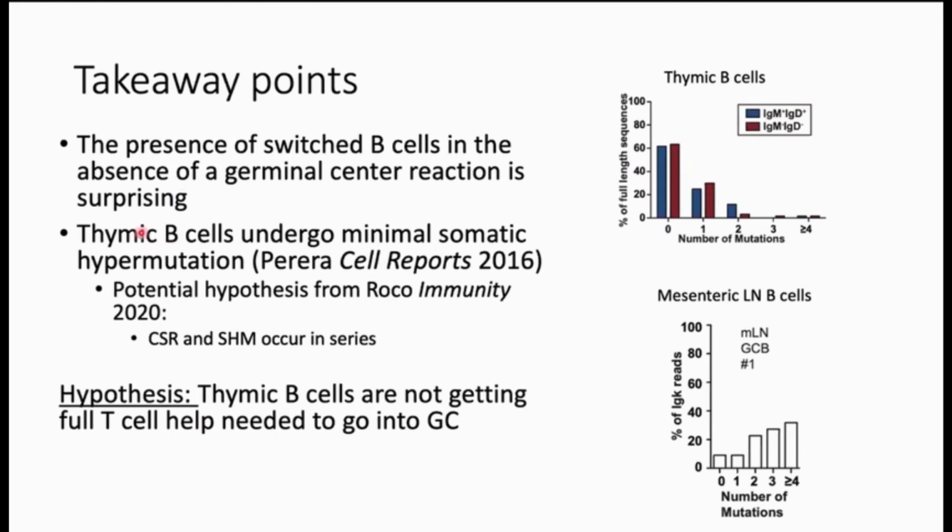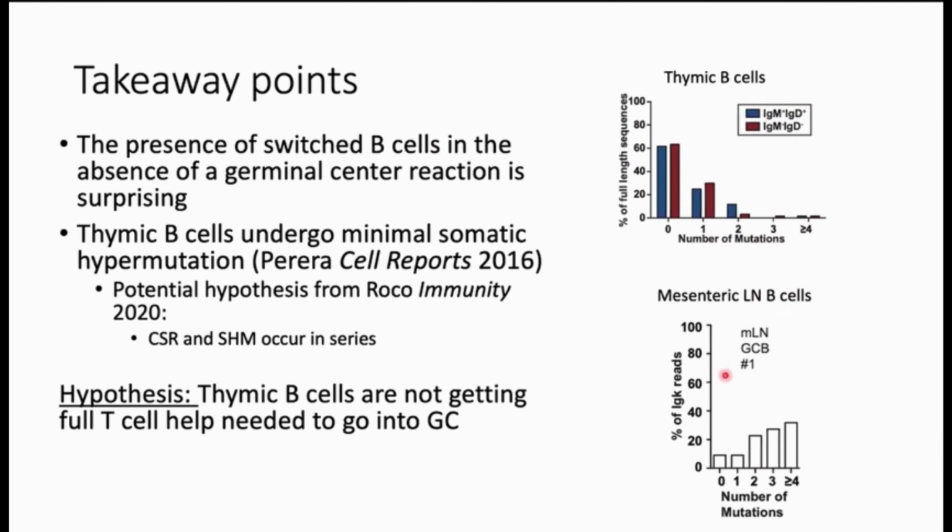And one thing to note is that Thymic B cells actually undergo a lot of class switching, but they undergo very minimal amounts of somatic hypermutation. This paper over here from Cell Reports in 2016, I've taken some data from that, and what you can see is that within the thymus of the unswitched or switched B cells, so switched in red, the number of mutations introduced by somatic hypermutation is very low and actually very similar between the two populations. And you would normally expect these switched cells to also be undergoing somatic hypermutation, and that's not what you're seeing.